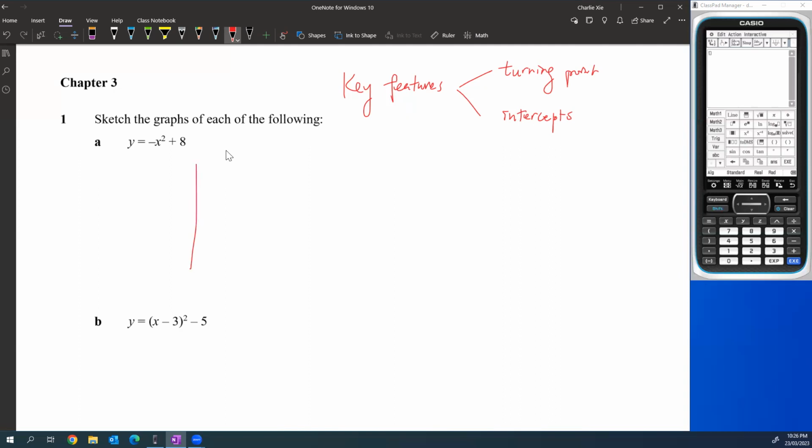So we know this can be approached in two ways. We can graph using transformation. Negative x squared would be the reflection of y equals x squared, something like this. And then you just need to plus 8. Plus 8 means your graph has to move upward by 8 units. So your y-intercept becomes 8. All right, I can remove this now.